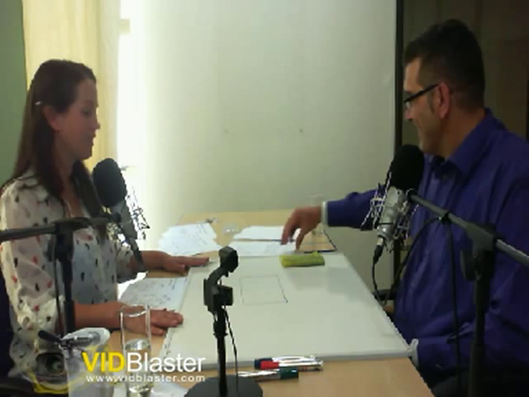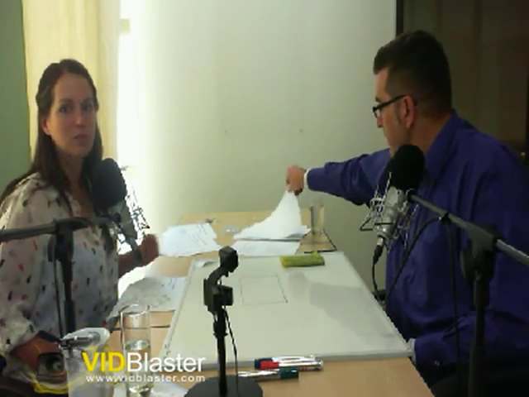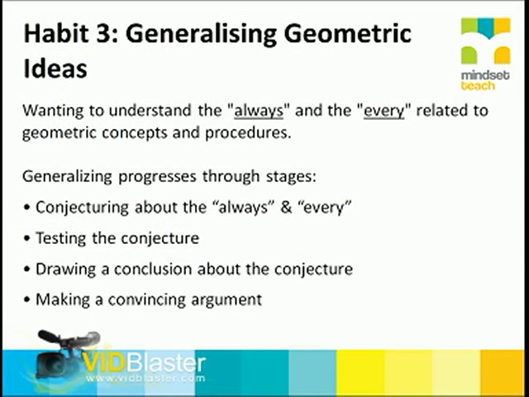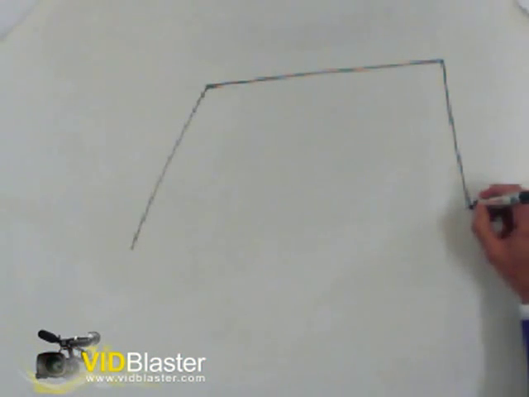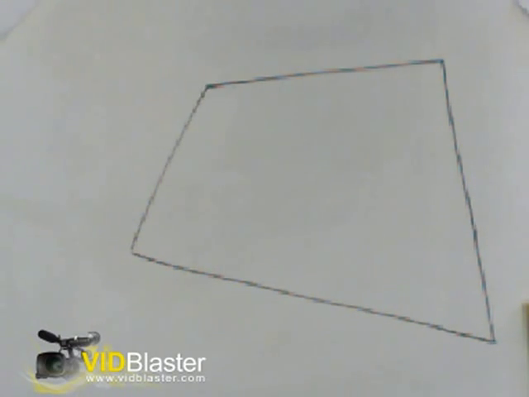Shall we go on to habit number 3, which is generalizing geometric ideas? Now, this is where I told you about the lovely problem that I want to look at. Let me draw this. It says on the slide, wanting to understand the always and the every related to geometric concepts and procedures. So if we look at any quadrilateral, for instance, I want to draw it as skew as I can. There. That is any quadrilateral. There's nothing that looks regular there.